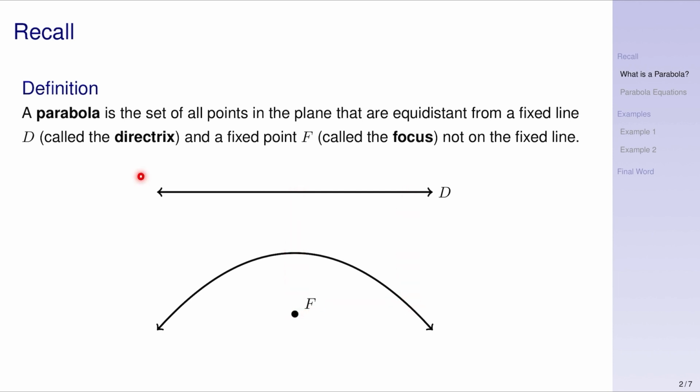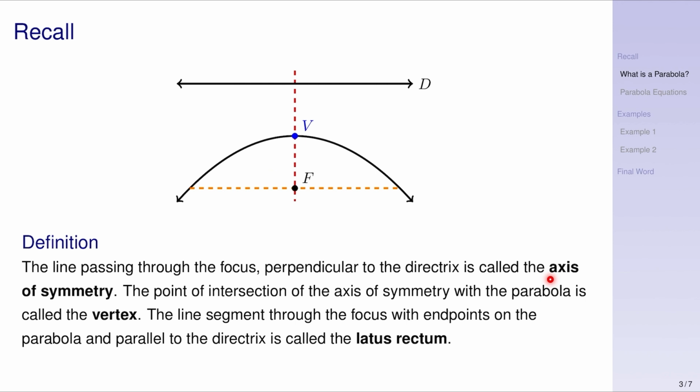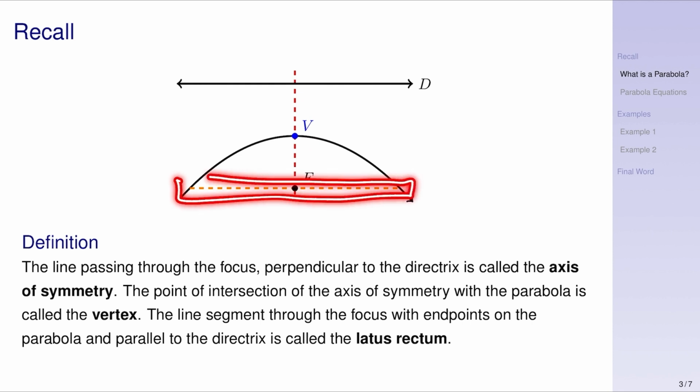Aside from this, we also learned some more details that are important in a parabola. The first is the line passing through the focus perpendicular to the directrix. We call this the axis of symmetry. It would be this red line out here. We also learned the point of intersection of the axis of symmetry with the parabola, which we call the vertex. It is this blue point out here, which we usually denote by V. And lastly, we learned that the line segment through the focus with endpoints on the parabola and parallel to the directrix is called the latus rectum. It would be this orange line out here.